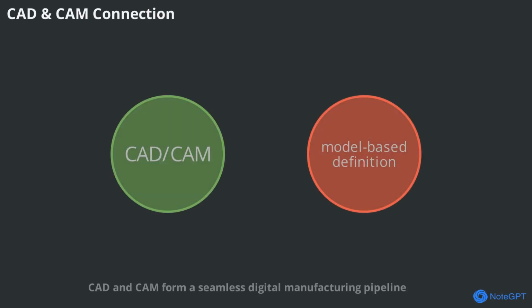CAD and CAM form a seamless digital manufacturing pipeline. CAD creates precise geometric models, while CAM generates toolpaths for CNC machines. The link is established through neutral file formats or direct integration. With CAD CAM, the 3D model becomes the primary design authority, reducing reliance on 2D drawings. Model-based definition embeds manufacturing information directly in the 3D model, streamlining production and communication.